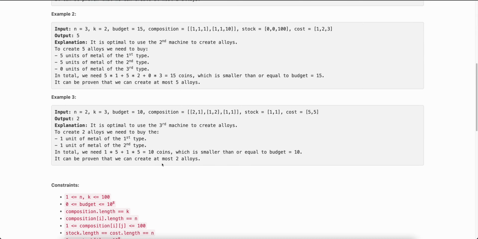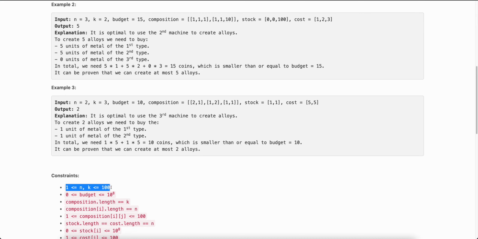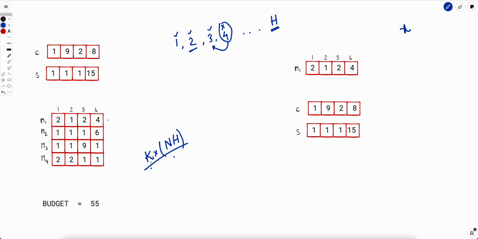K and n, as per the problem statement, are very small, 100, so this doesn't have any issues. What will be the value of H? H is the maximum number of alloys that you can make. So what is the maximum number of alloys that you can make using any machine?